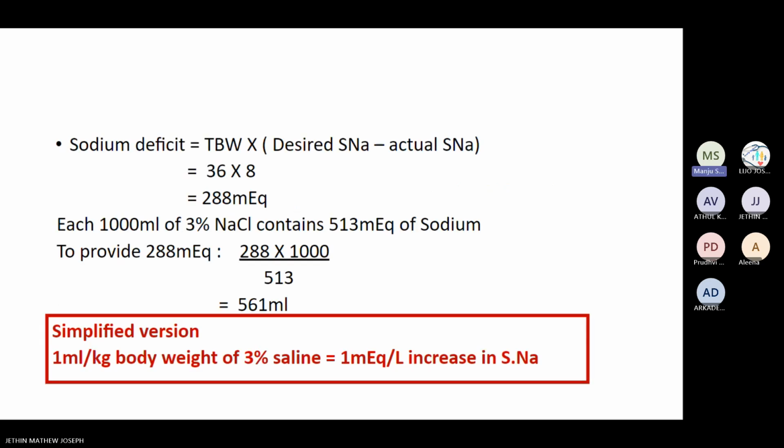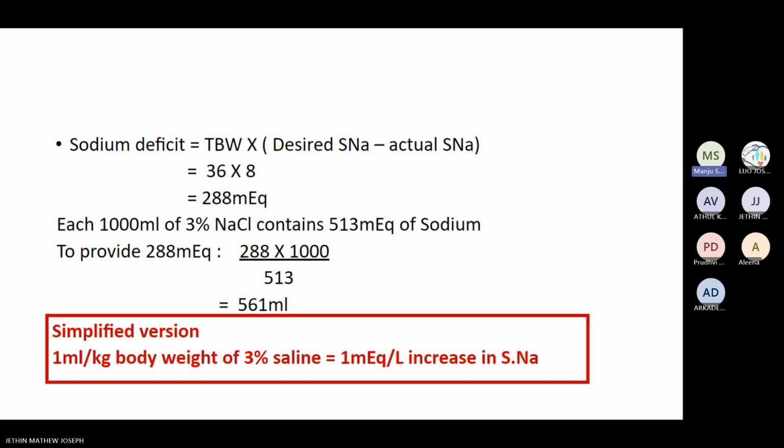The next slide. So this is another variation of the AM formula, a derivation of that. Basically, calculate the sodium deficit. How much do you want your sodium to increase by? Definitely not more than 8. The total body water in this patient, a 60 kg male patient, will be around 36. So 36 into 8 will give you around 288. So you want to correct 288 millimoles of sodium. And you know your 1 liter will contain 513. So to give this 288, how much should you give? Around 560 ml.